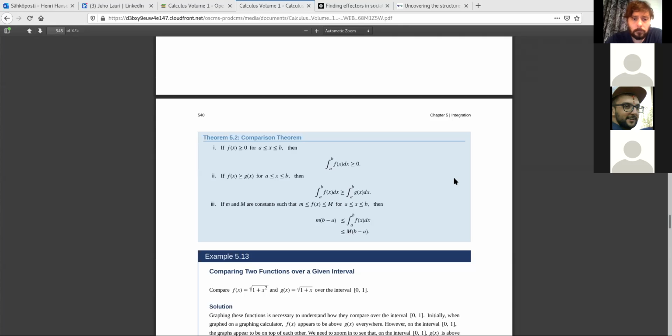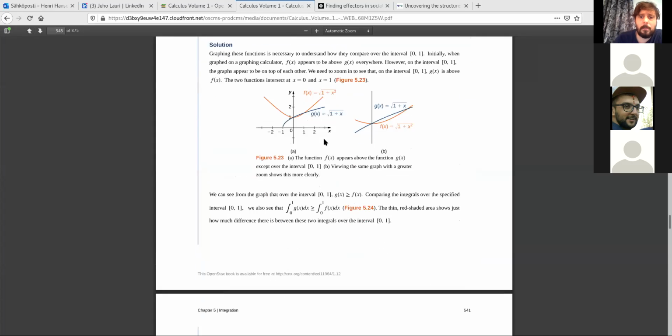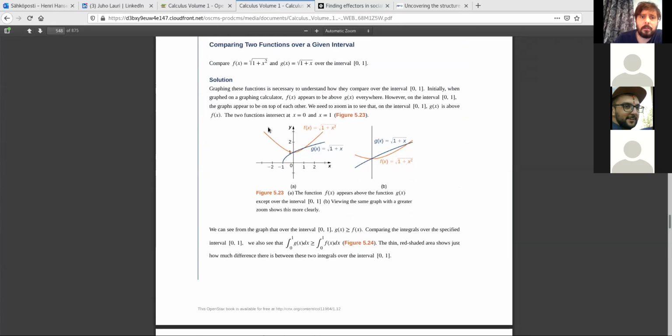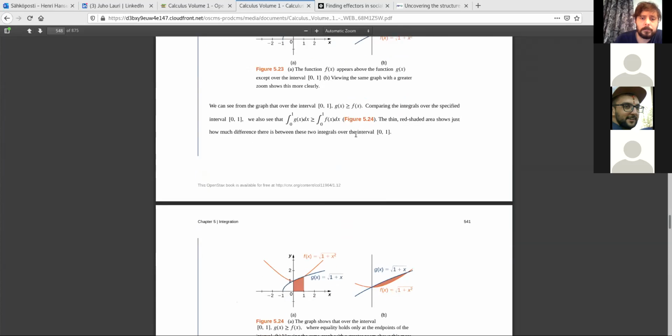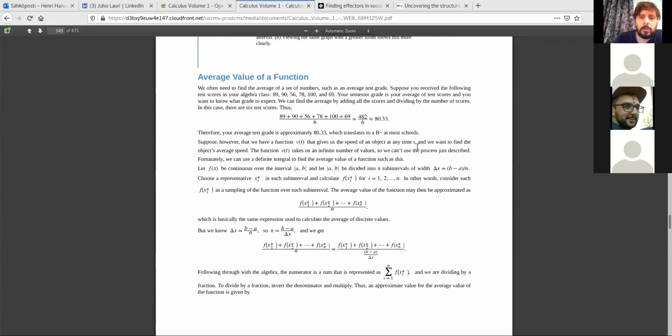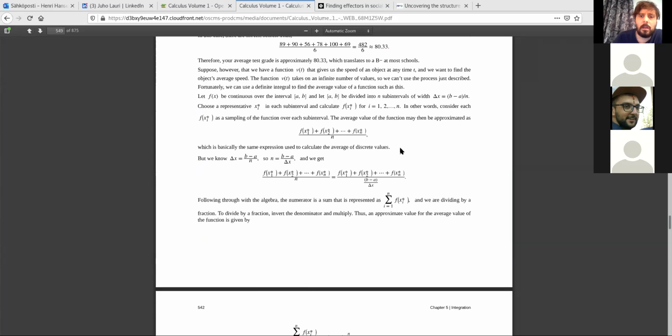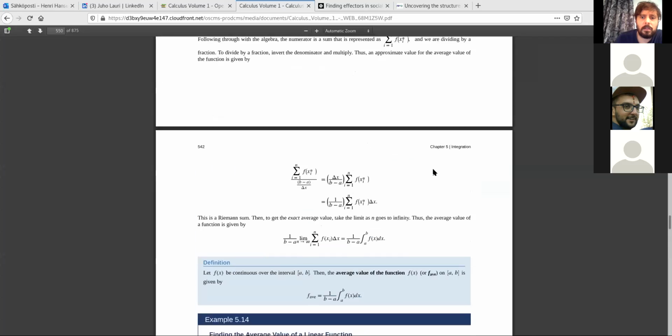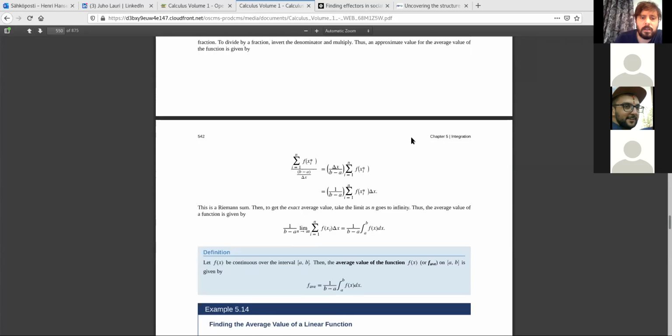Now, here are some comparisons. You can compare functions over a given interval and compare their integrals, if you want to. Not going to go into this definition all that much. You can calculate the average value of the function here.